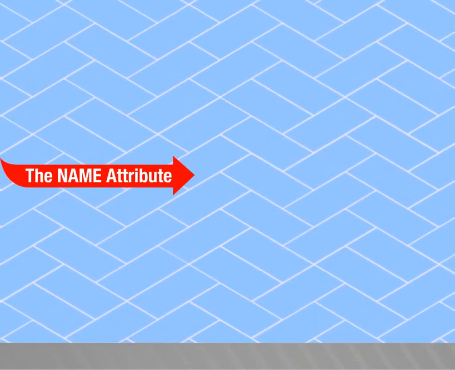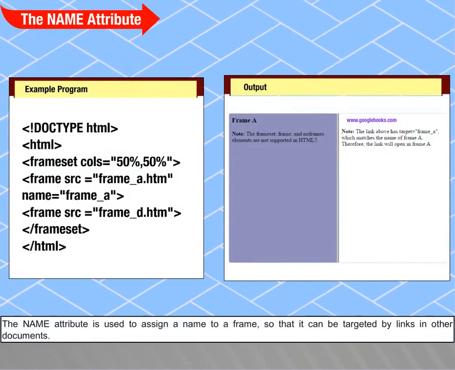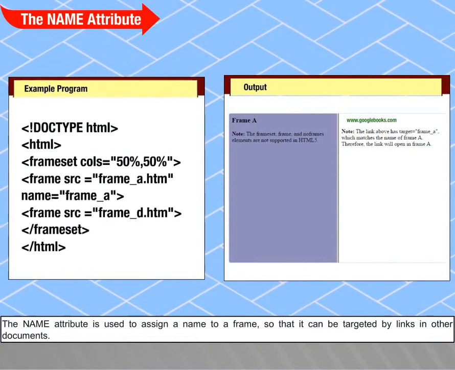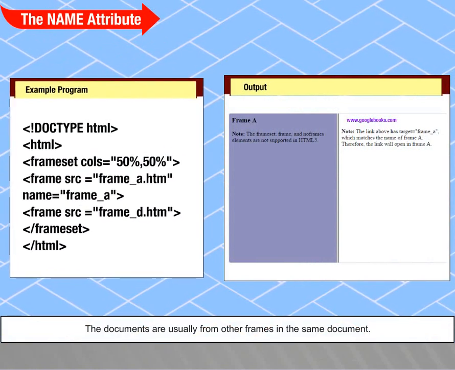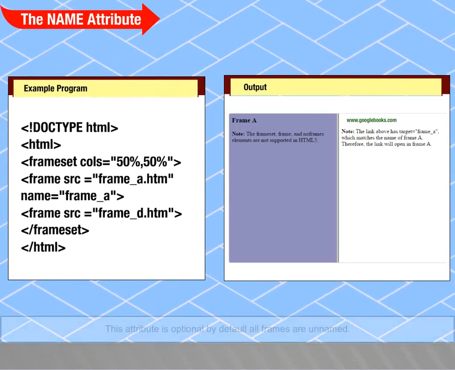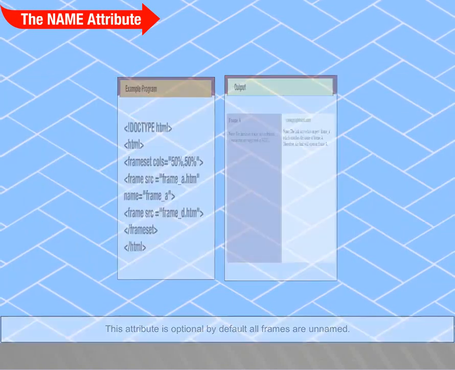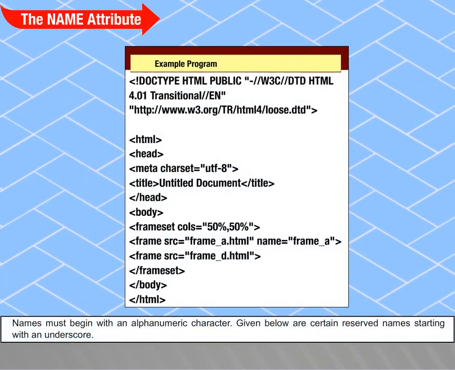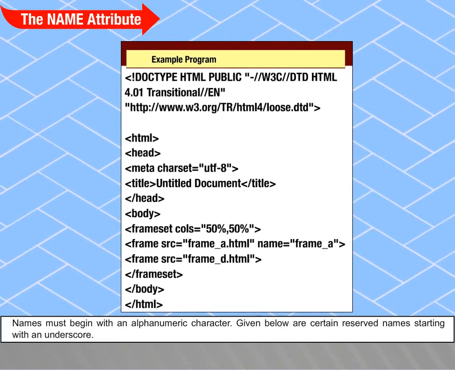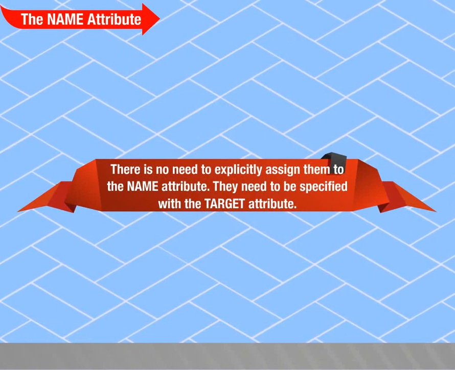The name attribute. The name attribute is used to assign a name to a frame so that it can be targeted by links in other documents. The documents are usually from other frames in the same document. This attribute is optional. By default, all frames are unnamed. Names must begin with an alphanumeric character, or be certain reserved names starting with an underscore.